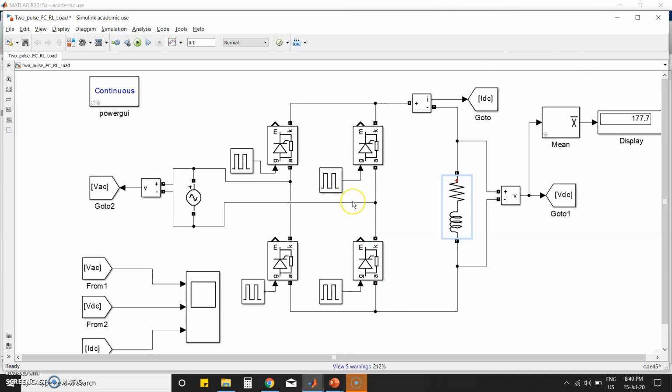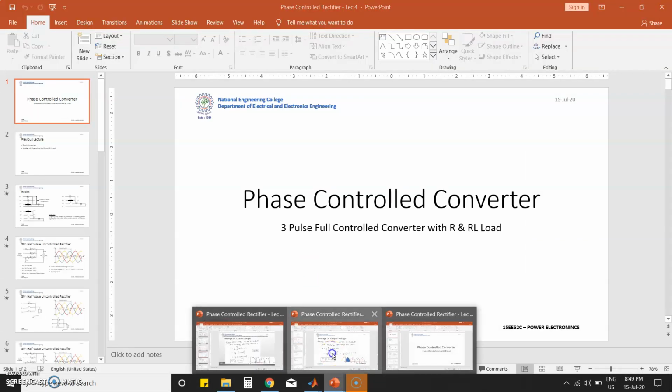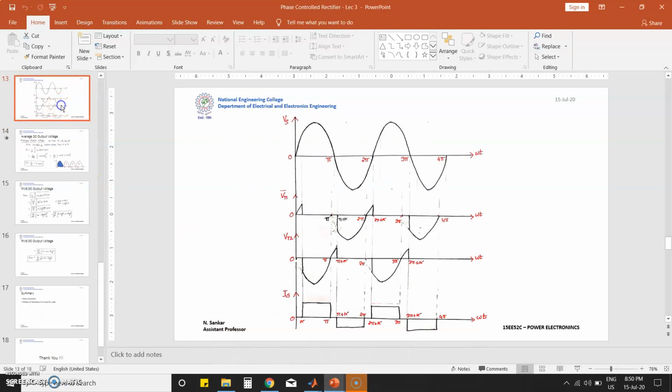So this is the simulation of the two pulse full control converter for R load and RL load. Now we can move to the semi-control converter.